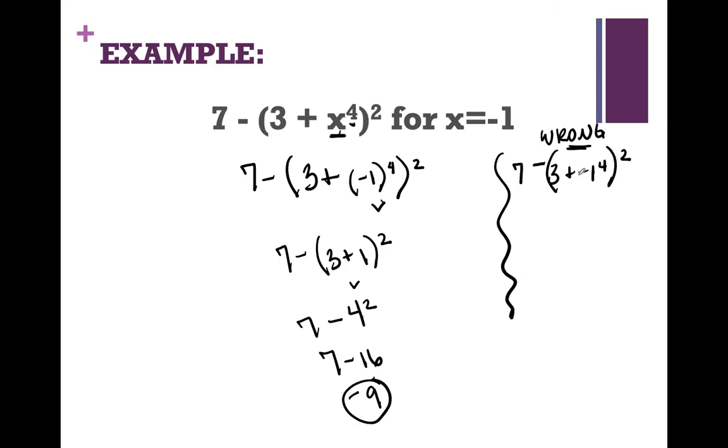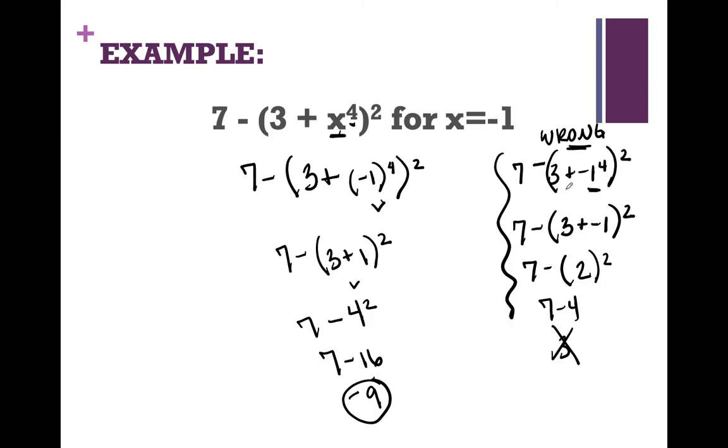If you do this incorrectly and you do not put parentheses around the -1, what happens is you actually get a -1 when you do -1 to the 4th power. If you do it on your calculator and you don't use parentheses, you'll get a -1. And then you can see how instead of 3 plus 1 being 4, like we got over here on the left, you actually get 2, because it's 3 plus a negative 1. Then you get 7 minus 4, which is 3, and that's a completely different answer.